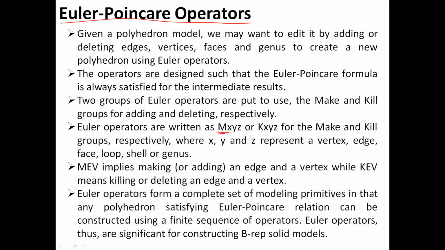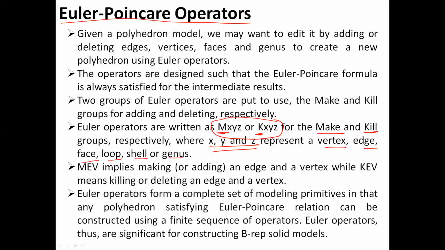The first thing is the syntax. The Euler operator is written in this format. M is for make and K is for kill. Whatever you are creating is the make part, and whatever you are removing is the kill part. Now XYZ may represent a vertex, an edge, a face, a loop, a shell, or a genus. It can represent anything.